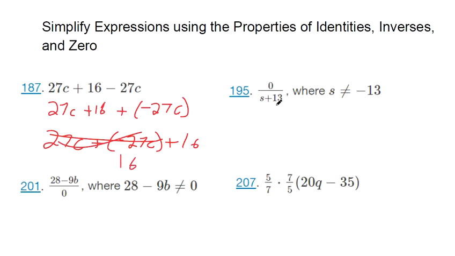Then on 195, like we saw in a previous video, 0 divided by s plus 13, it doesn't matter what this is. If you have nothing and you're trying to split it up into, like, 12 groups, it doesn't matter. Every group is of size 0.